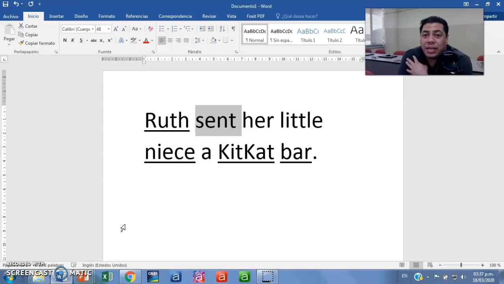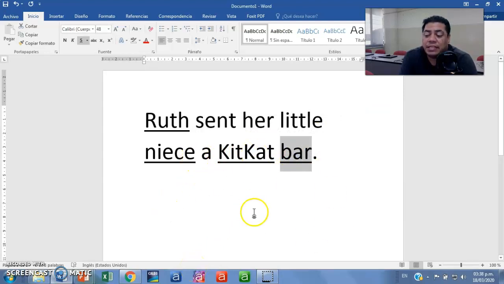Now, I know that Ruth is doing the action of sending, but she is not sending a person in this case. She is sending something. She is sending a Kit Kat bar, right? So I say, Ruth sent what? A Kit Kat bar. Now, I cannot classify both nouns as the direct object. Only the central noun of that phrase is going to be the direct object. Now, is it Kit Kat or is it bar? I'll give you a second to think about it. The direct object is bar, because Kit Kat is a noun that is acting as an adjectival. Yes, so I say Kit Kat, adjectival, and bar, direct object.